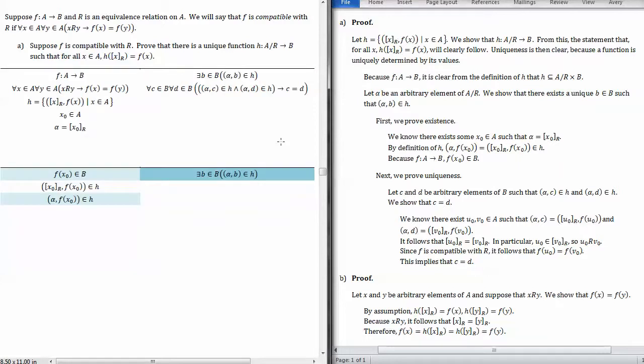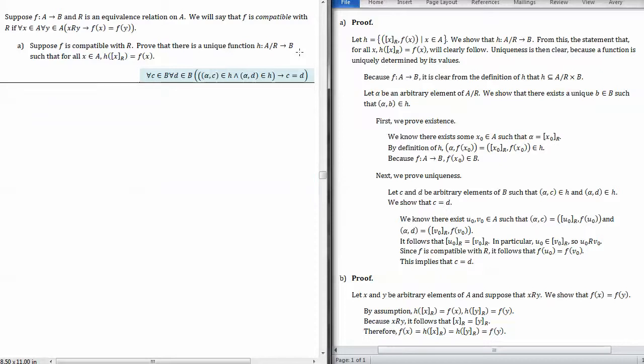Okay, so we have the uniqueness here as well. It's the last thing we have to prove for part A. So we will let C and D be arbitrary elements of B, and we will do a direct proof. So suppose we have these two ordered pairs in H, and we've got to show that C equals D.